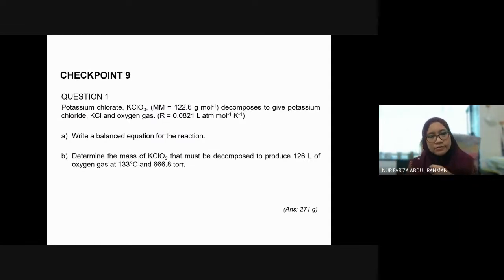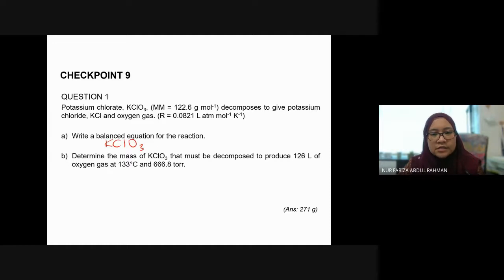Question 1, potassium chlorate. Molar mass is given. It decomposes to give potassium chloride, KCl, and oxygen gas. So this is the R, the constant given. Okay, so first question, you have to write the balance equation for this reaction. So this is a decomposition reaction. That means we have one starting compound, and it will decompose into a few products.